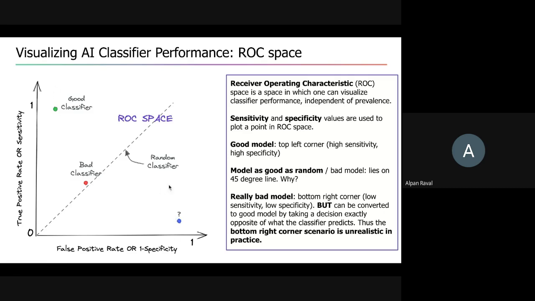So typically this region is not a realistic situation because you can just invert the predictions and get a very good classifier. So this bottom right corner scenario is typically unrealistic in practice. So usually we say that if something is in the top left corner, that's a good classifier. On the other hand, if something is close to this 45-degree line, it's not a good classifier. Okay.